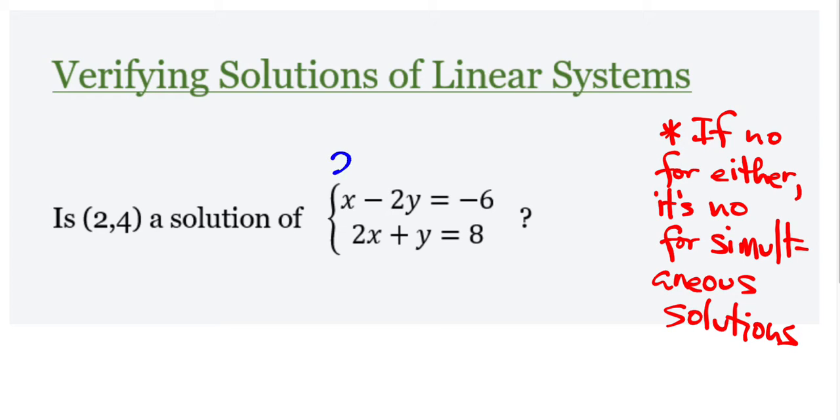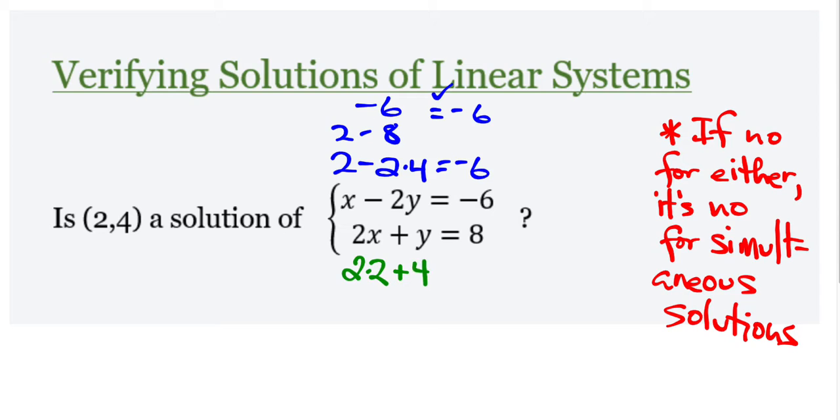2 minus 2 times 4. Yeah. Yep. Okay, so I'm checking if the top one works. So 2 minus 8, that does equal -6. So -6 equals -6. That works. Do you want to do the bottom one, or do you have somebody else do the bottom one? Okay. So 2 times 2 plus 4. So we've got 4 plus 4, which is 8, and that works out because that's what we're checking for. So since it works in both of them, then we would say yes.